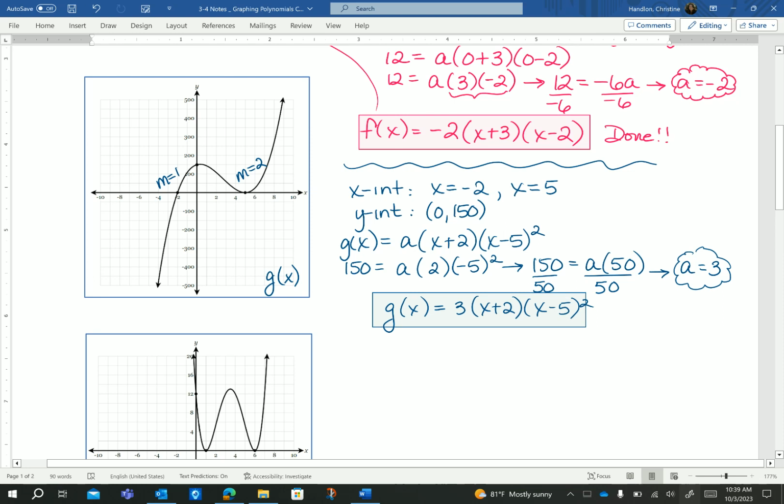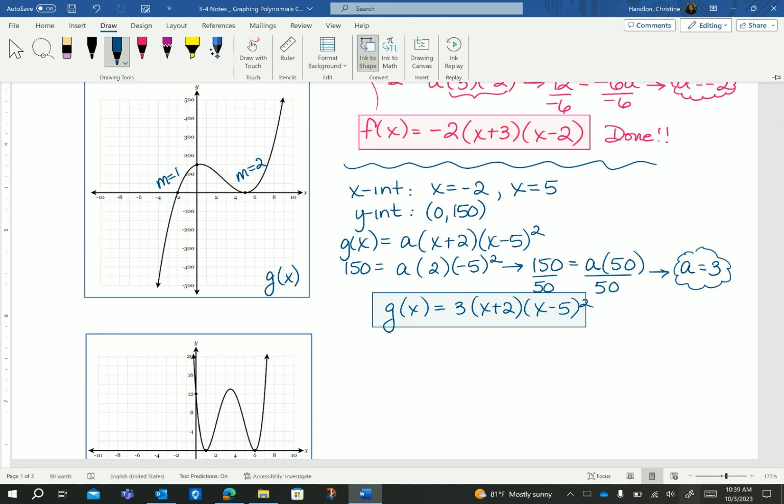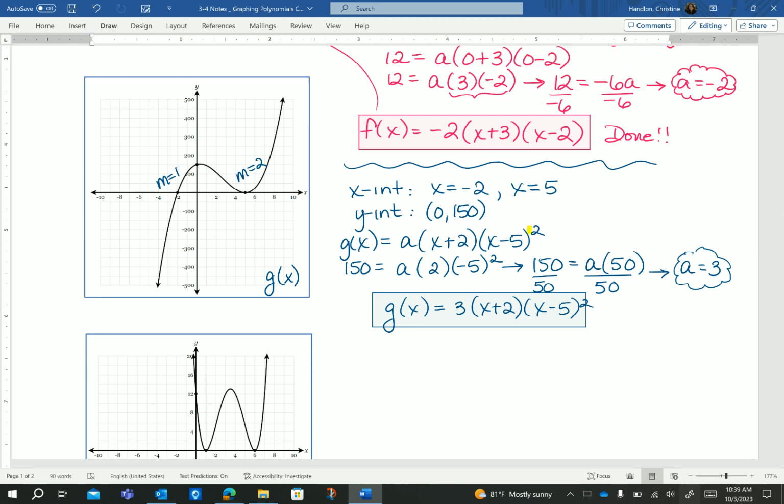Okay, welcome back. So here is the work for this problem. I called the function g of x. The key thing I want you to recognize, and hopefully you caught, is that the multiplicity of 1 and 2 needed to be put on those factors. Make sure you always do exponents first. So -5 squared ends up being 25. Then 25 times 2 is 50. And that's how we got the 3 after dividing 150 on both sides by 50.